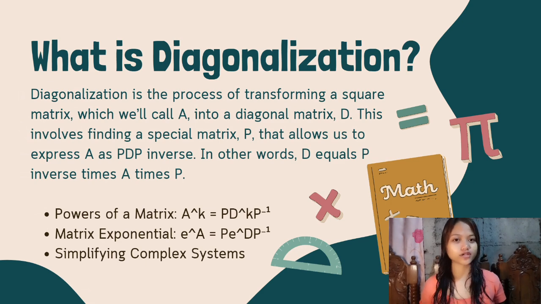So why bother with diagonalization? Well, it makes several complex calculations much easier. For example, calculating powers of a matrix becomes simple. A to the power of K is just P times D to the power of K times P inverse. Similarly, it simplifies finding the matrix exponential, which is crucial for solving differential equations. Overall, it simplifies complex systems, making them easier to analyze.